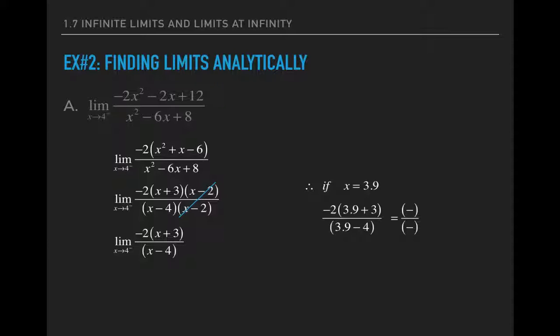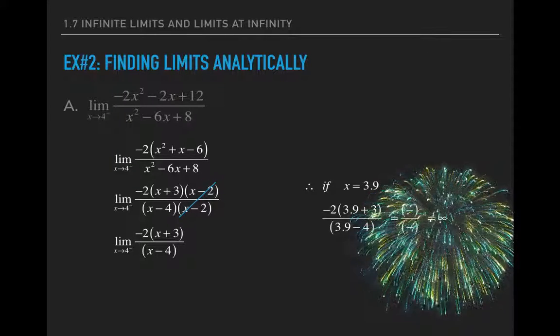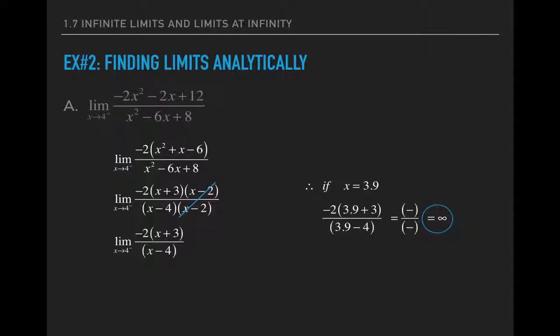The numerator is going to be negative because you'll take a positive sum and multiply it by a negative. And 3.9 minus 4 results also in a negative. Negative over negative is going to result in a positive value, which means coming from the left of 4, the limit is going towards infinity.